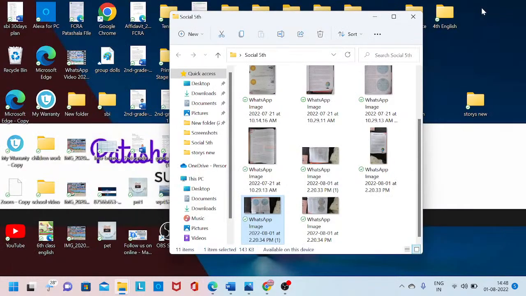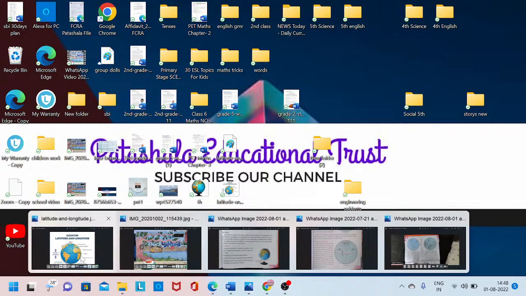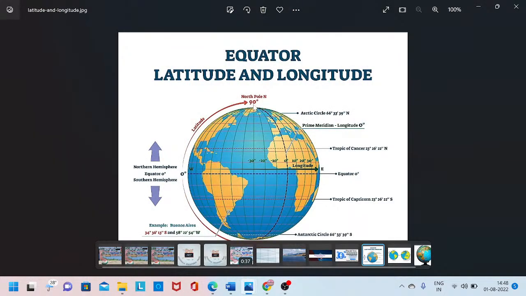So this is all about the class, all about longitudes and latitudes. You can observe here that N represents the North Pole and S represents the South Pole. 90 degrees N is the North Pole, and 90 degrees S is the South Pole. We have specific names for the parallel lines: the Tropic of Cancer and Arctic Circle, and for the south side, the Tropic of Capricorn and Antarctic Circle.